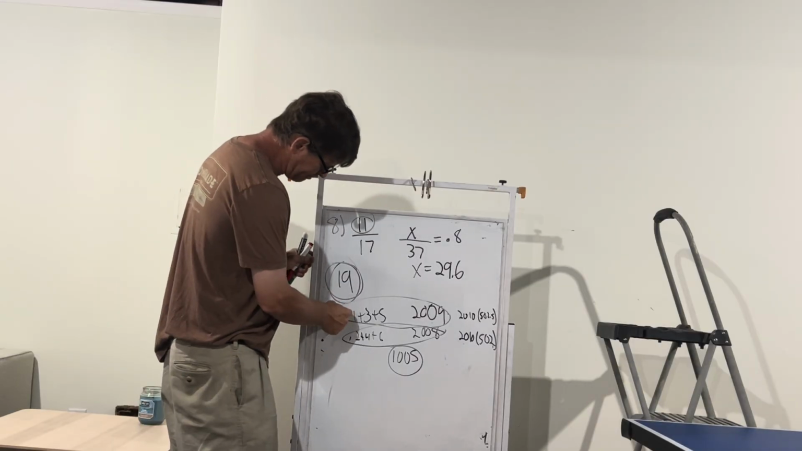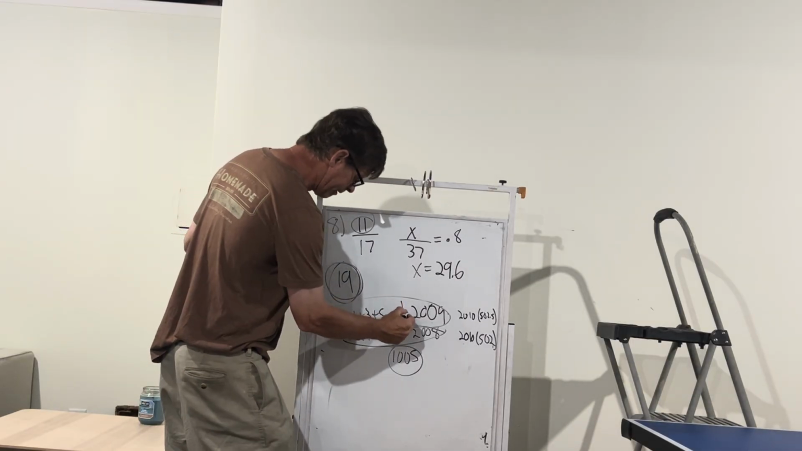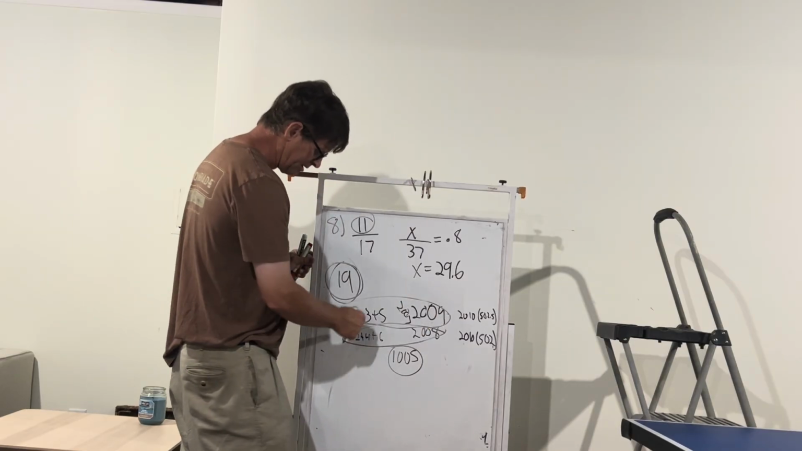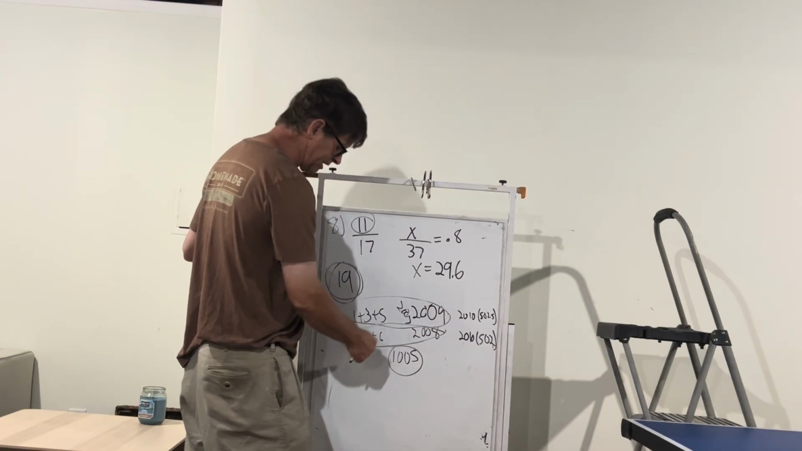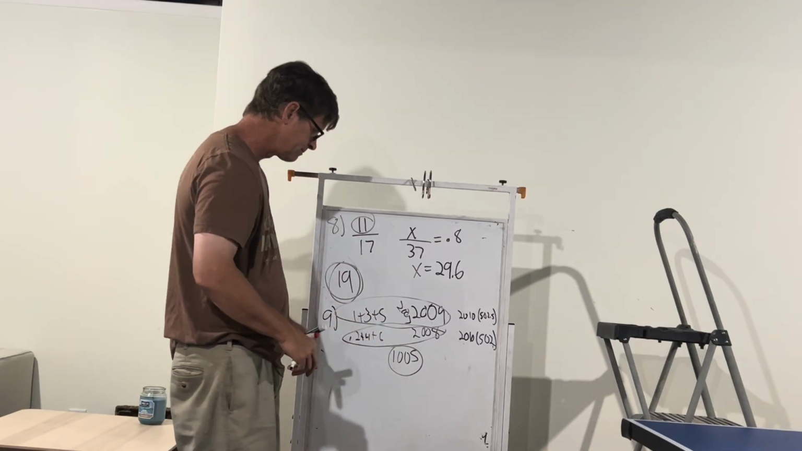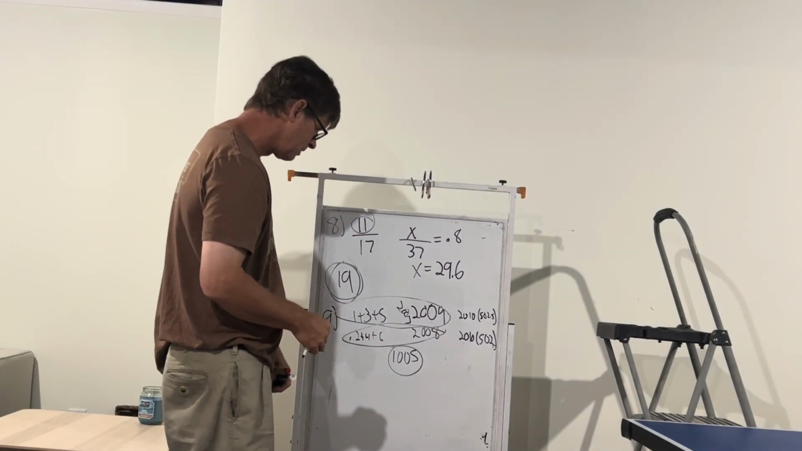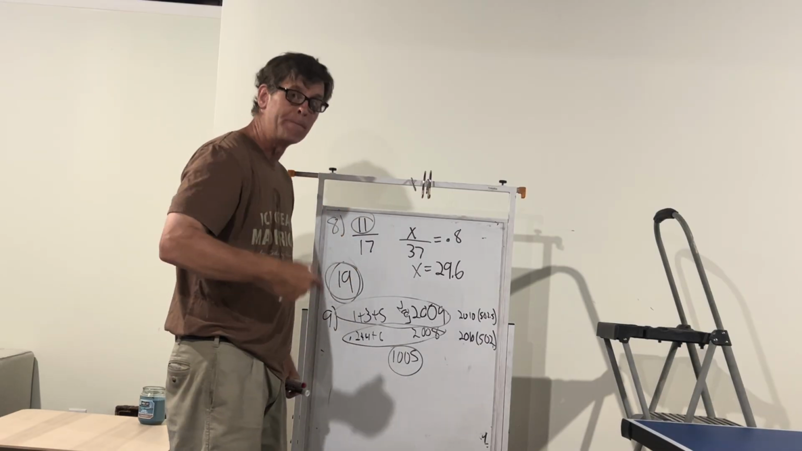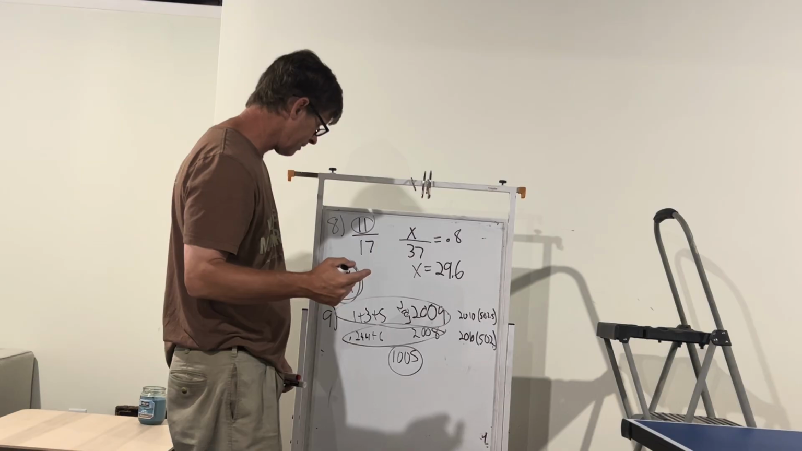Well, remember you can pair these guys off, right? Like 1 and 2009 is 2010. 3 and 2007 is 2010. 5 and 2005 is 2010. So when you make a pair, it's worth 2010. Okay? Now, how many numbers are there?